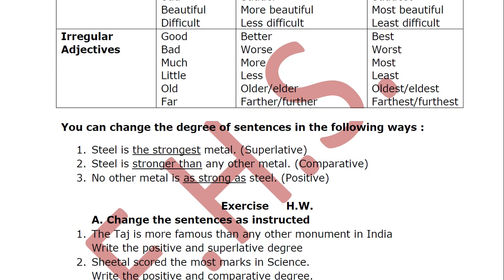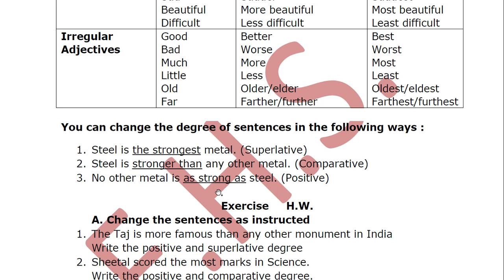You can change the degree of sentences in the following ways. Steel is the strongest metal, so it is a superlative degree. Now you are comparing. What you have to do is look at the word that has to be changed. Strongest. Okay. So you think what would be the three words? Strong, stronger, strongest. Correct? Strong, stronger, strongest. So now when they're telling you to form the comparative degree, you know it is stronger.